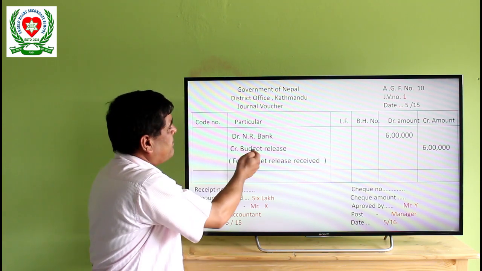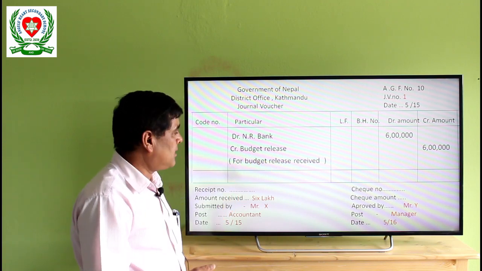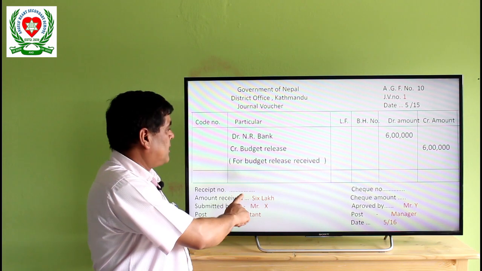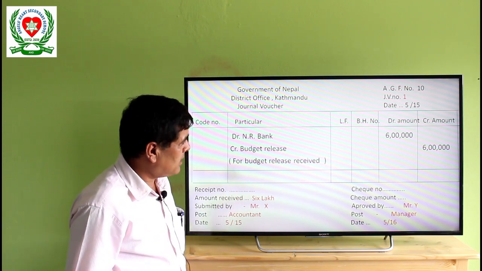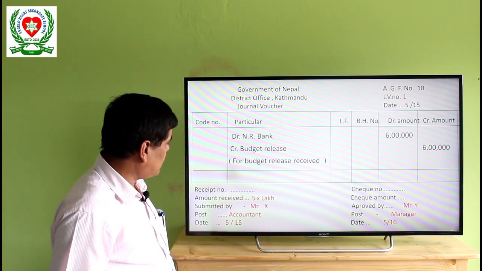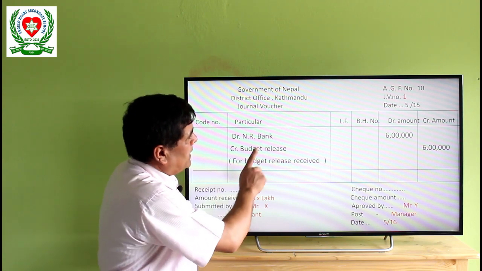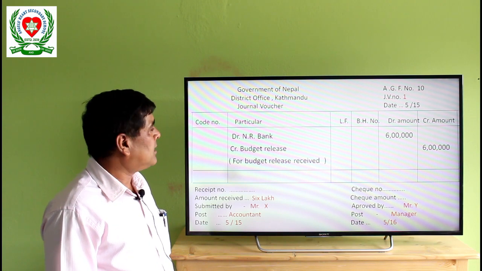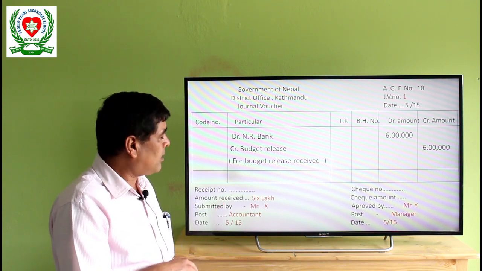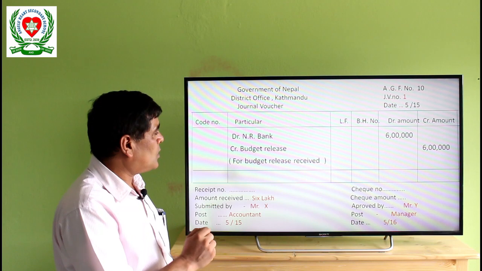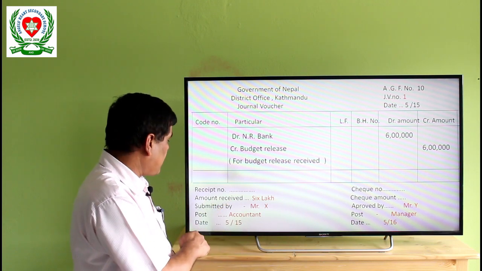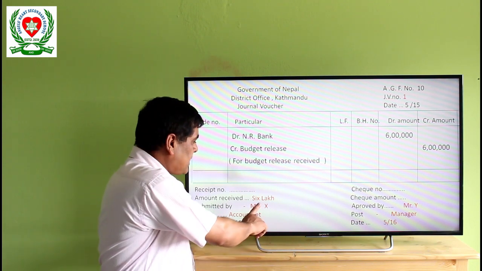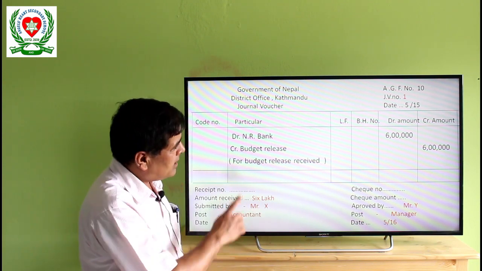Why debit NR Bank and credit budget release? For budget release receipt. "Being" can be used in this narration, and we have to explain this. Debit NR Bank means we receive this amount and it is debited in our bank account, so this amount is received by us. Amount received 6 lakh, we have to write here in figures.